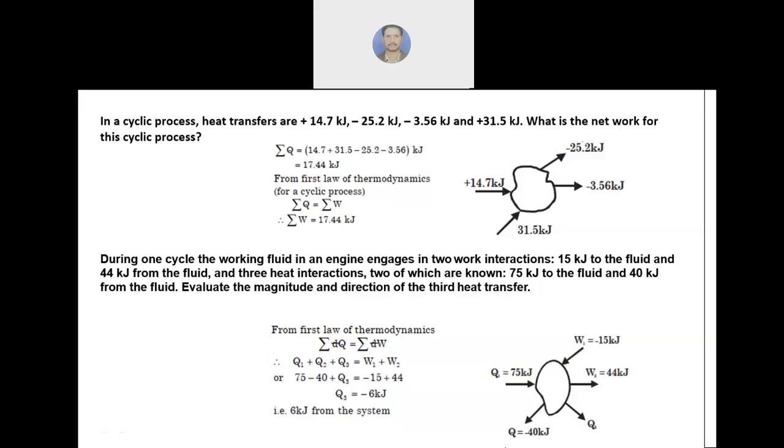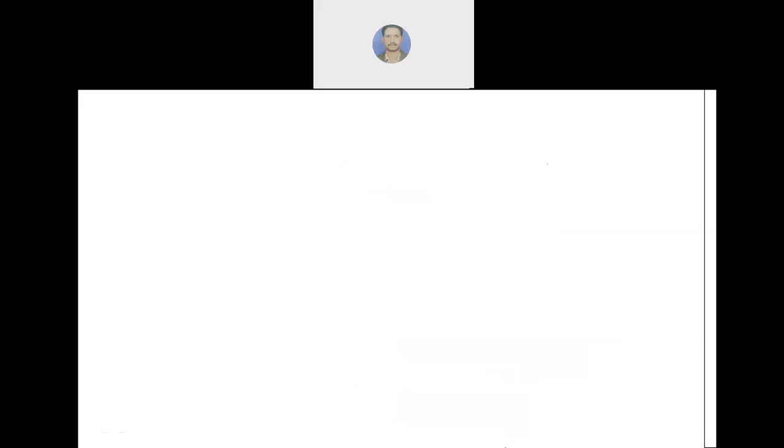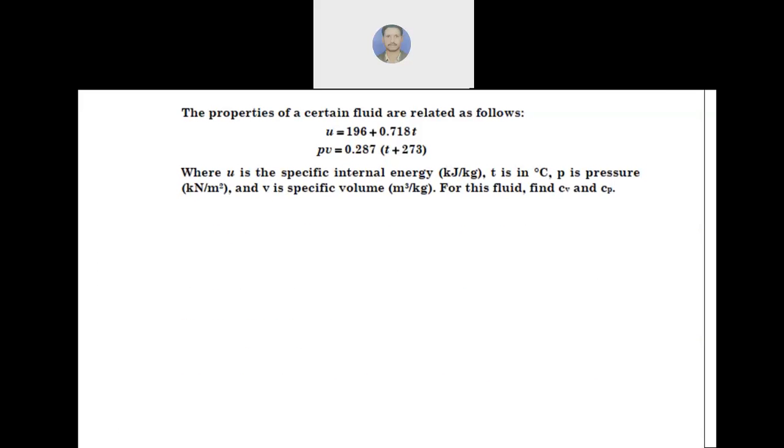Friends, it is clear. We have seen two kinds of questions. In one, you find the total heat or net work. In the second, you find the missing value. These are the two types of problems. So this is the third problem. Note down this problem, solve it, and write the answer in the comment box.